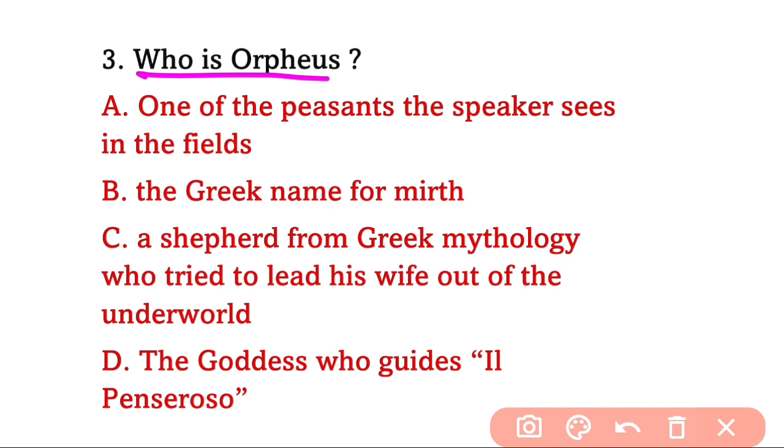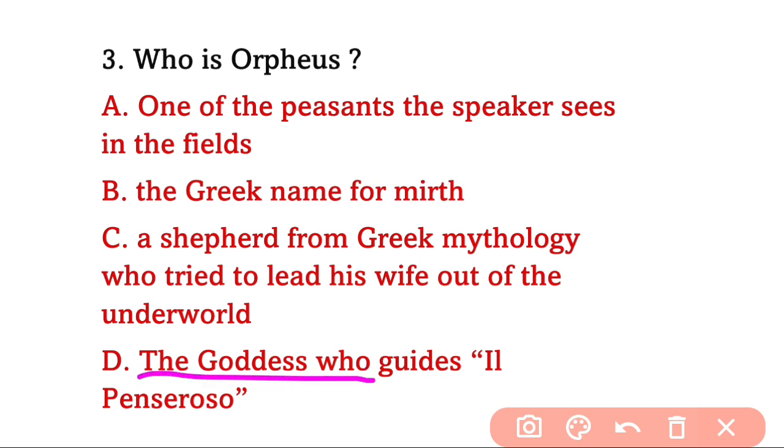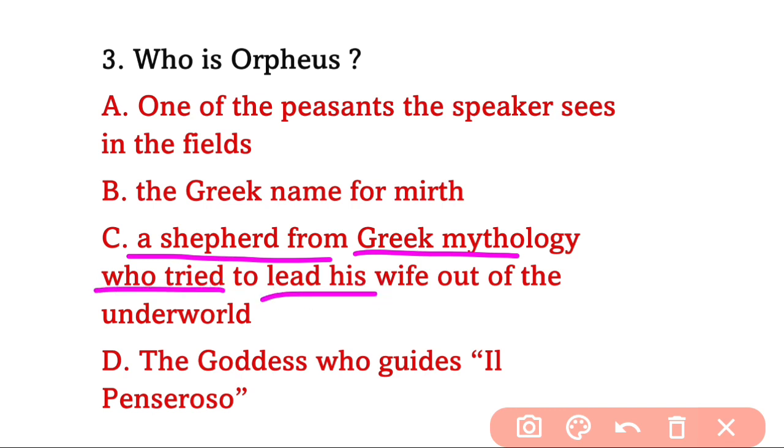Next question, question number 3. Who is Orpheus? What will be the answer? One of the peasants the speaker sees in the fields, or the Greek name for mirth, or a shepherd from Greek mythology who tried to lead his wife out of the underworld, or the goddess who guides Il Penseroso. The answer will be the shepherd from Greek mythology who tried to lead his wife out of the underworld. So option C is correct.